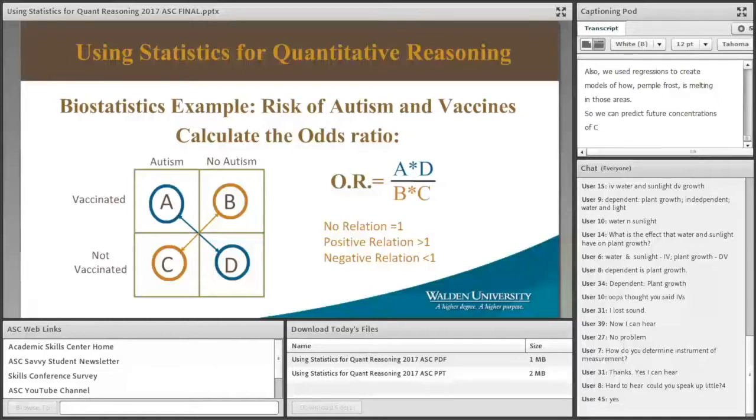In this experiment, we concluded that in the next 50 years, we will have 3 times the CO2 that we have right now in the atmosphere. So it will increase by 3 times. So that's how you can apply biostatistics in the real world.